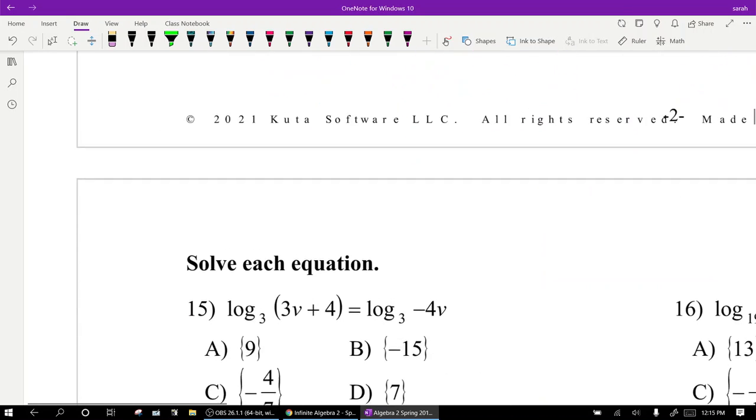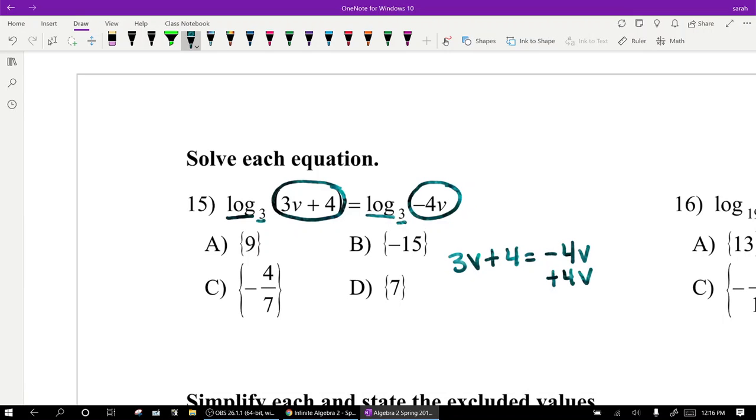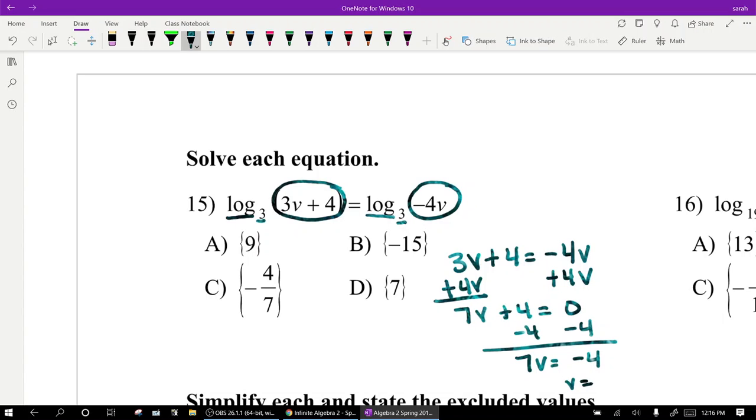Number 15. It says solve each equation. Well, let's notice something. Log base 3 and log base 3. So these two terms just have to be equal to each other in order for this whole thing to be equal, since they both have the same log. So all we have to do is say 3v plus 4 equals negative 4v. Let's add 4v to both sides. So we end up with 7v plus 4 equals 0. So let's subtract 4 from both sides. We end up with 7v equals negative 4. So v equals negative 4 over 7. All right, and I only have one, negative 4 over 7, which is C. So 15, the answer is C.